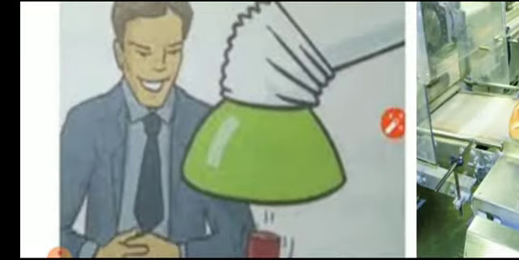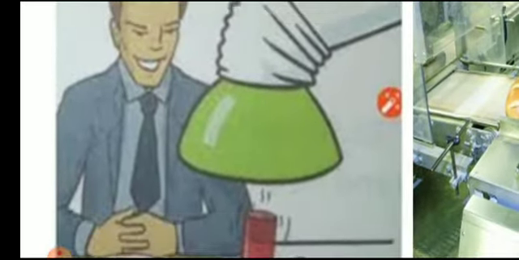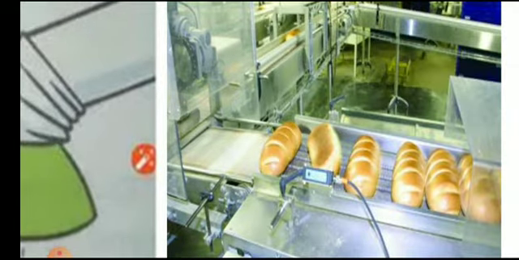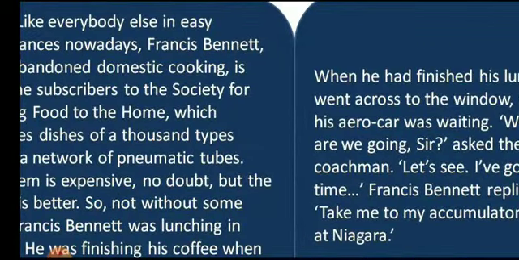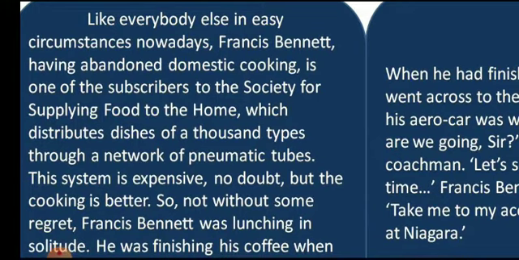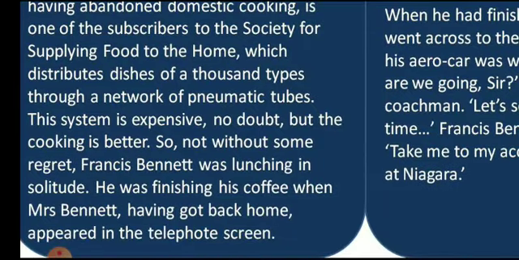Yes, so now he started to have his lunch. So now I would like to tell you how the lunch is provided. Like everybody else, in easy circumstances nowadays, Francis Bennett, having abandoned domestic cooking, is one of the subscribers to the society for supplying food to the home, which distributes dishes of 1,000 types through a network of pneumatic tubes. This system is expensive, no doubt, but the cooking is better.